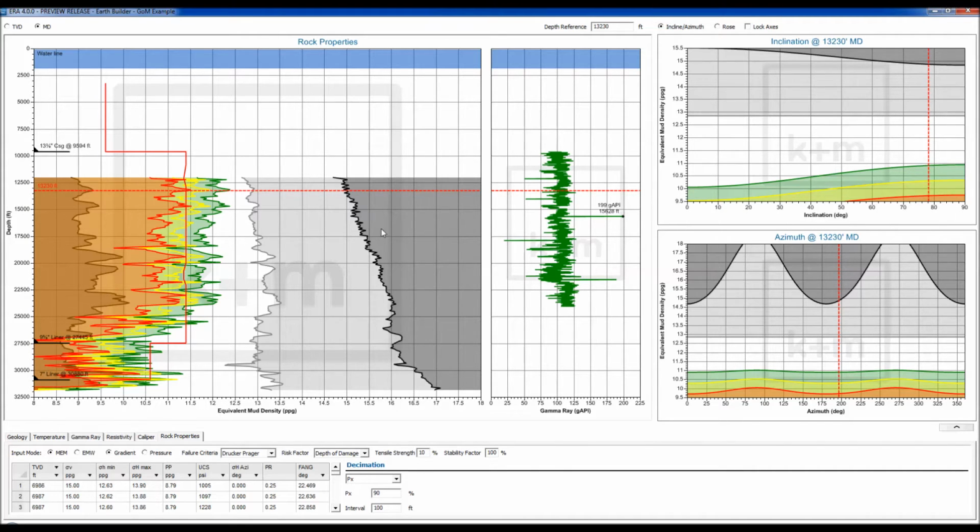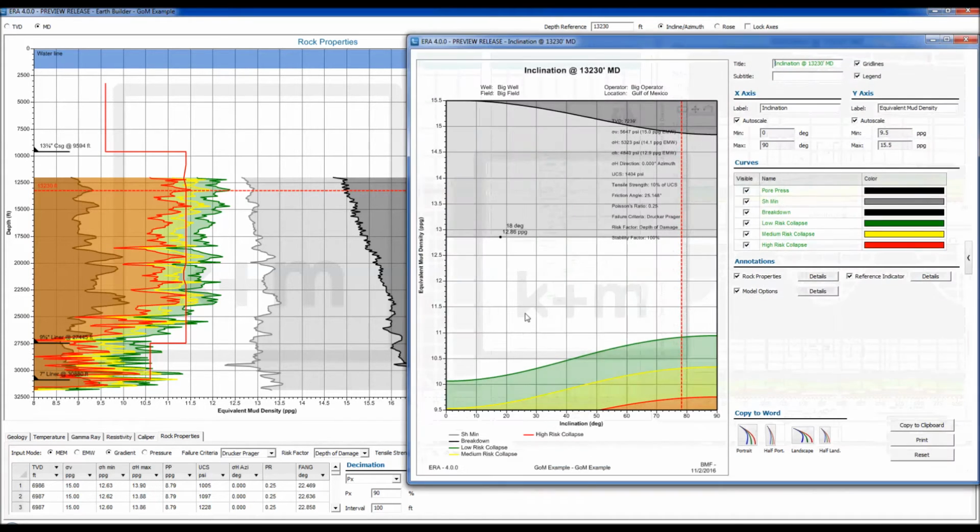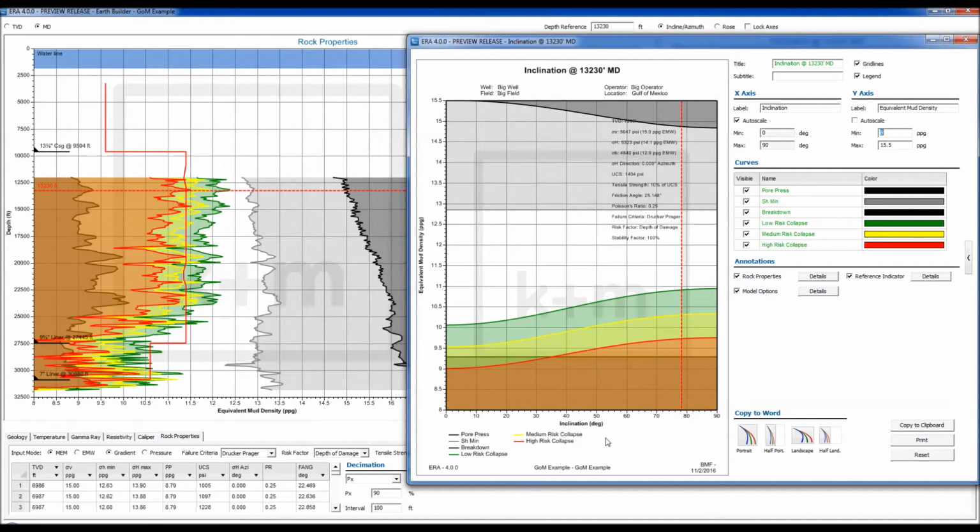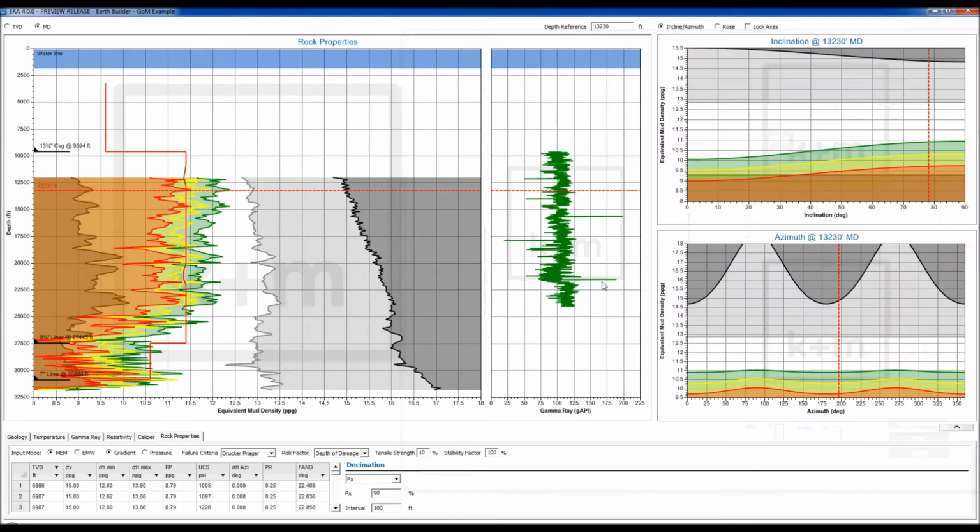So as my inclination through that layer of rock increases, my limits change. And you'll notice that green is low risk of collapse, yellow is medium, red is high risk of collapse. Can't even see my pore pressure. I need to change my scale here. Change my scale to 8 pounds per gallon. You can see pore pressure down here, my three collapse curves, and then of course I've got minimum horizontal stress and my breakdown pressure. So for that layer of rock, that's my sensitivity to inclination.